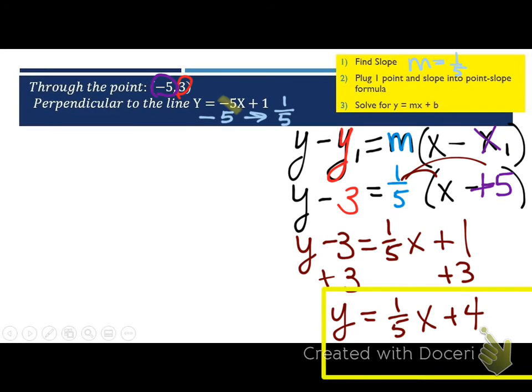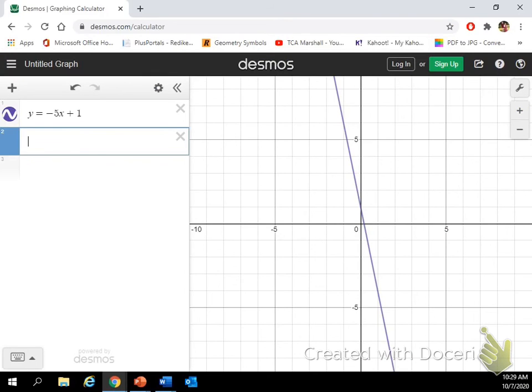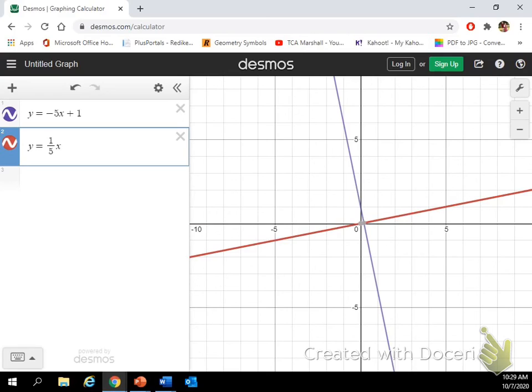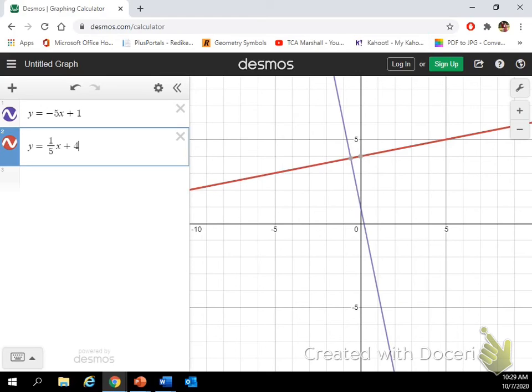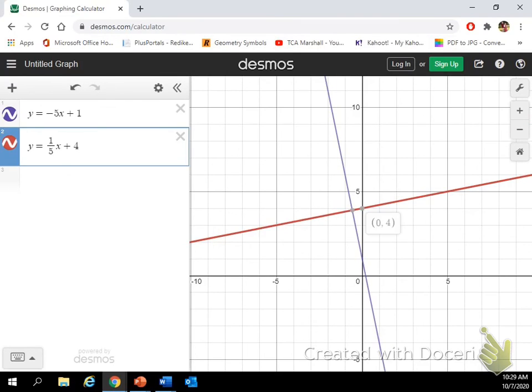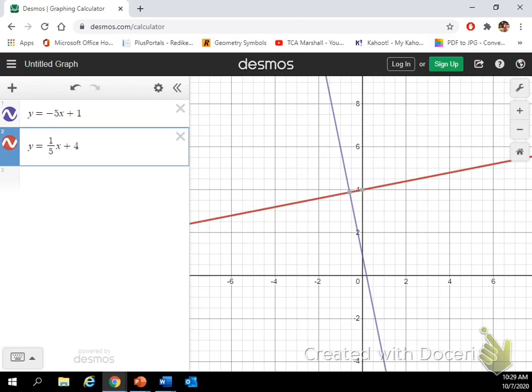Alright, so the line they gave us was y equals negative 5x plus 1. The line we found was y equals 1/5 x plus 4. So here's our red line. Again, the slope has to be opposite sign and reciprocal, which it is.